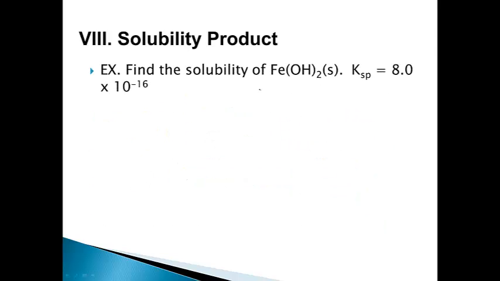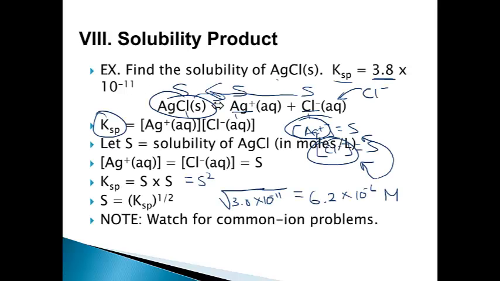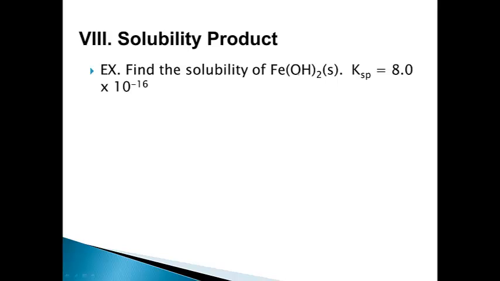Okay, try another one. Now, is it always going to just be equal to the square root of the Ksp? Okay, well, let's try this one. What happens when we put Fe(OH)2 into solution? Okay, Fe(OH)2 breaks up into our ions. It's Fe2+, you can tell from the formula, plus OH-, and then balance it with 2.